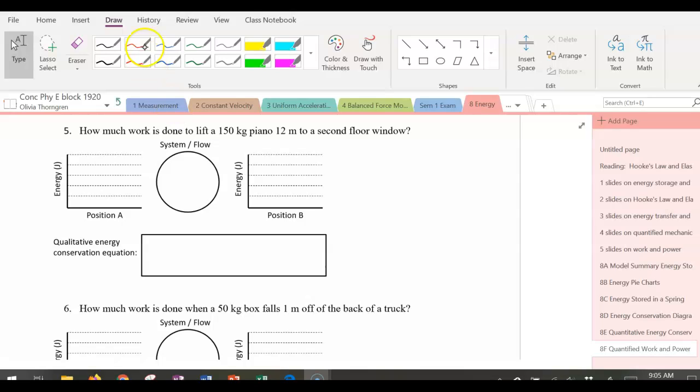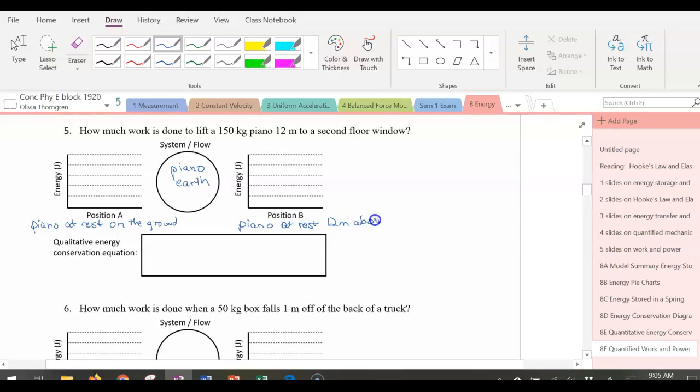So I'm thinking that our system should be the piano and the earth. At the beginning, I imagine the piano is at rest, not moving, and it's on the ground. And when we look at it again, the piano is at rest. It's not moving, but it's 12 meters above the ground. Okay, so let's think about what kind of energy this system has at both position A and position B.